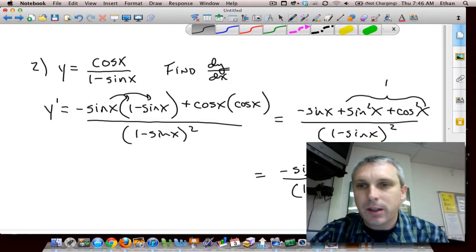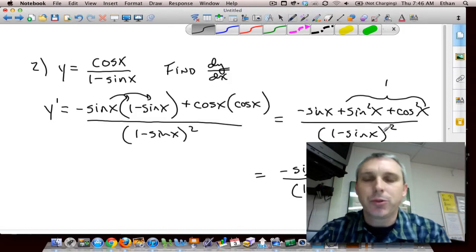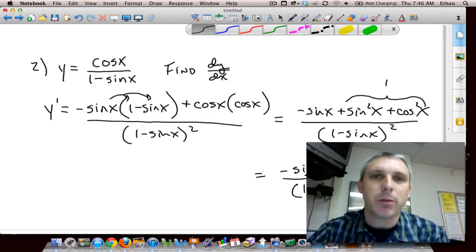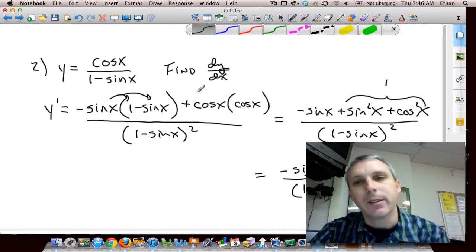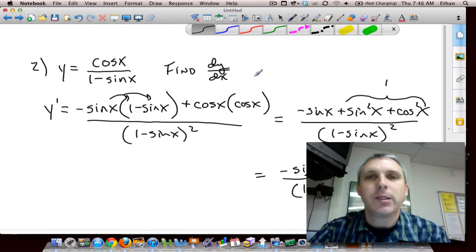So as you can see, we need to know our new trig rules, but we also need to apply them to the rules we've already been using. Quotient rule, product rule, and stuff like that. So we'll practice these in class, and please let me know if you have questions, and see ya.